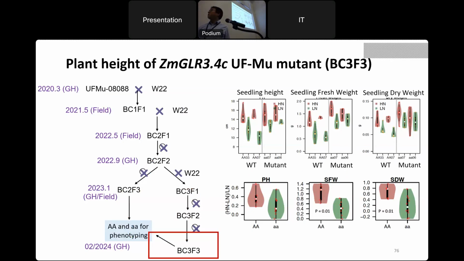So we planted them in the greenhouse, and the seedling traits show a consistent phenotype, that the mutant line is actually more resilient. As you can see, the mutant line here shows a higher, better phenotype, especially under low conditions. Under low conditions, the seedling has more color, and the seedling fresh weight is higher, and also seedling dry weight is higher. And the ratio is significantly different for all those 3 traits.